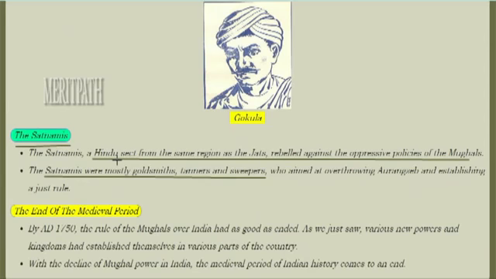The Satnamis, a Hindu sect from the same region as the Jats, rebelled against the oppressive policies of the Mughals. Satnamis were mostly goldsmiths, tanners and sweepers who aimed at overthrowing Aurangzeb and establishing a just rule.